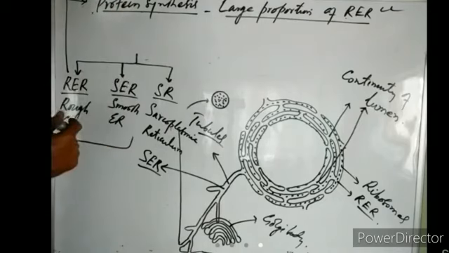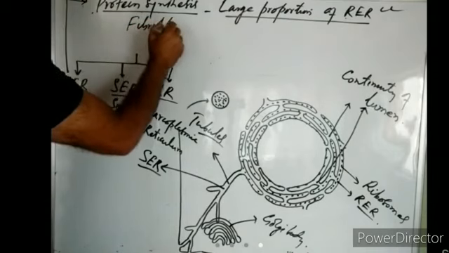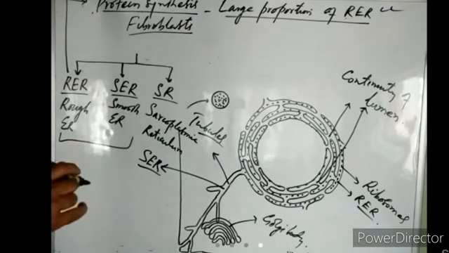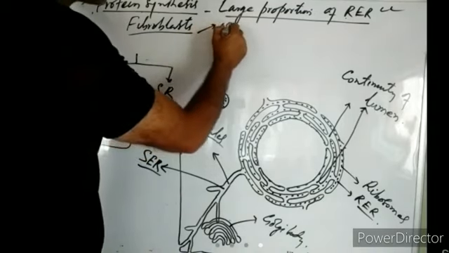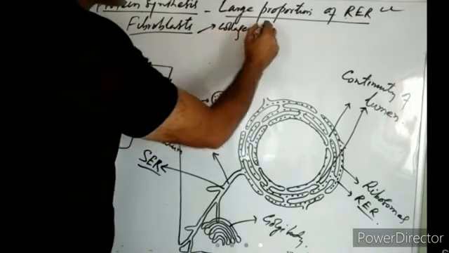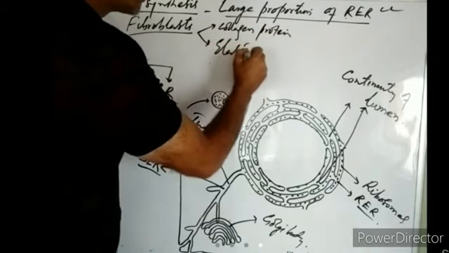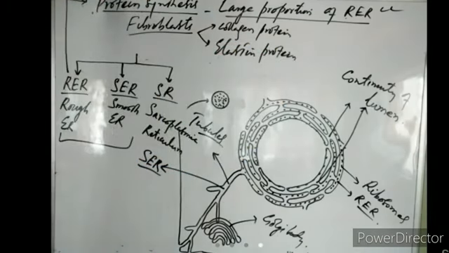So which cells are actively engaged in protein synthesis? For example, we have fibroblasts. These fibroblasts are connective tissue cells. They form collagen protein. They form elastin protein, right? So these are protein forming cells. They are actively engaged in protein synthesis, so they have a higher content, a higher proportion, of rough endoplasmic reticulum.